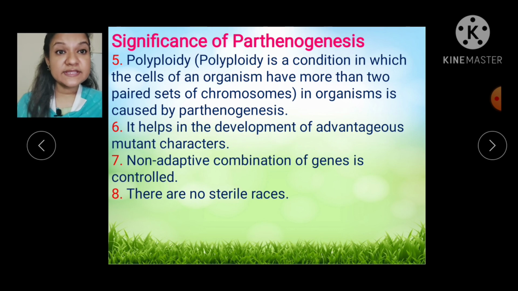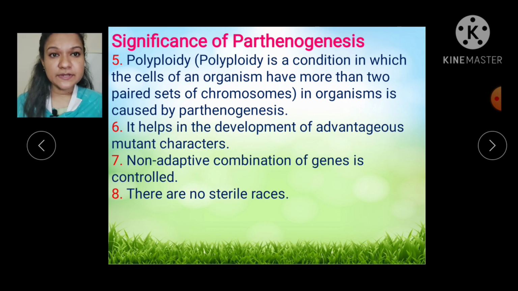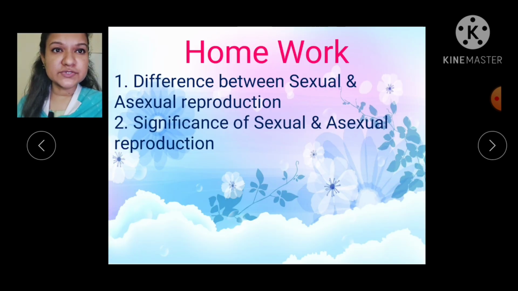Number 6, it helps in the development of advantageous mutant characters. Number 7, non-adaptive combinations of genes are controlled. Number 8, there are no sterile races. So, this is the significance of parthenogenesis.